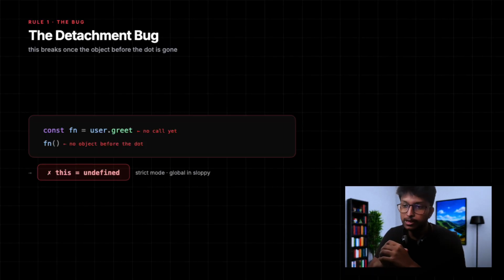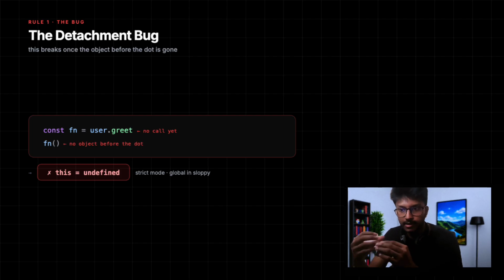But there's a bug here. The bug is called the detachment bug. Watch what happens if you store the same function inside a new variable. We write const fn, then we store user.greet inside fn, then we call fn. There is no object and no dot anymore here. So this becomes undefined. It happens because JavaScript no longer knows which object this should point to.